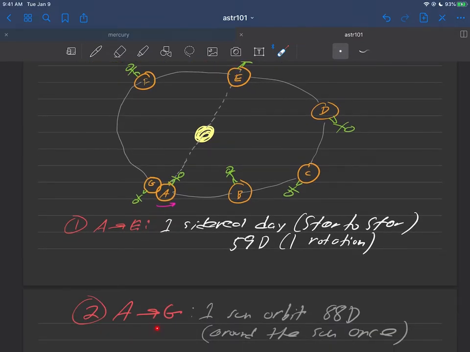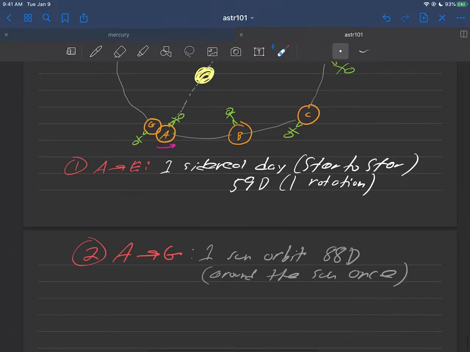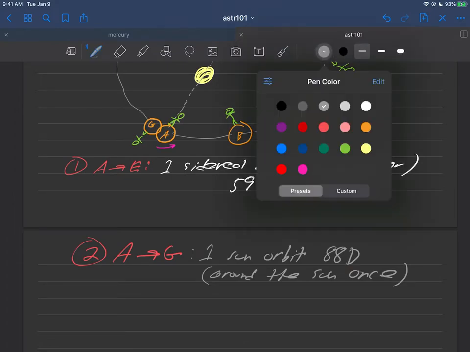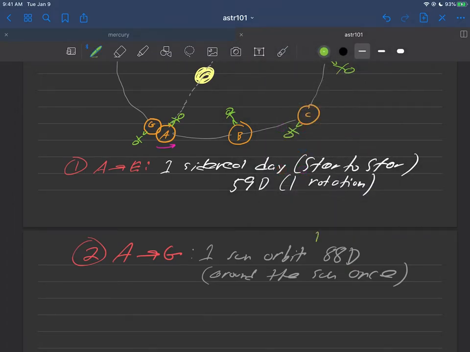Then we looked at A to G, which is Mercury going all the way around the sun one time. That would be one sun orbit, which we discussed as 88 days. And if you wanted to, you could call that one Mercury year, because the year is always defined as going around the sun once, not to be confused with one Earth year. That's 365 days, but 1 year on Mercury going around the sun once takes 88 days.